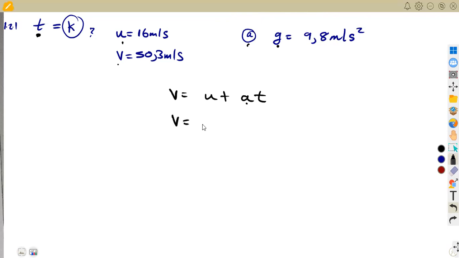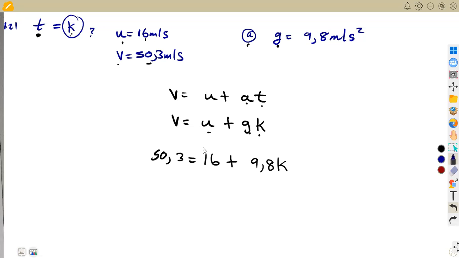So we are going to have this formula as v is equal to u plus gt. Our t is the value of k that we are supposed to calculate. So we can just write this as k, because we are saying this is time, but the time is represented by k. So you can substitute our values, or you can make k the subject. It's up to you. So v, the final velocity of 50.3, is equal to u, the initial velocity of 16, plus the gravitational acceleration of 9.8 times the value of k, which is the value of t. So calculating k, guys, we are calculating the value of the time. That is the condition there.